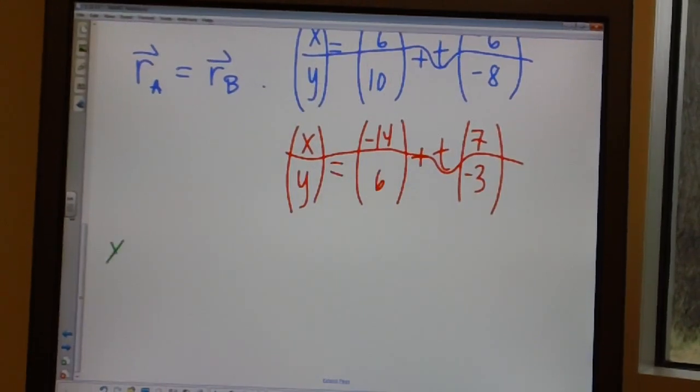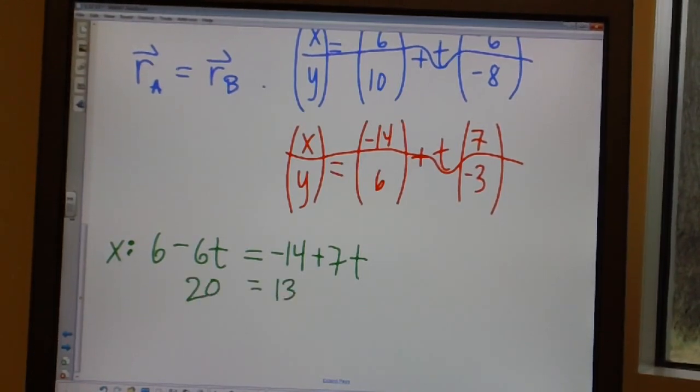So for the x parametric equations, I'm going to have 6 minus 6t, and that equals negative 14 plus 7t. I want to solve this equation for t, so I'm going to get 20 is equal to 13t. So t is equal to 20/13 of a minute.